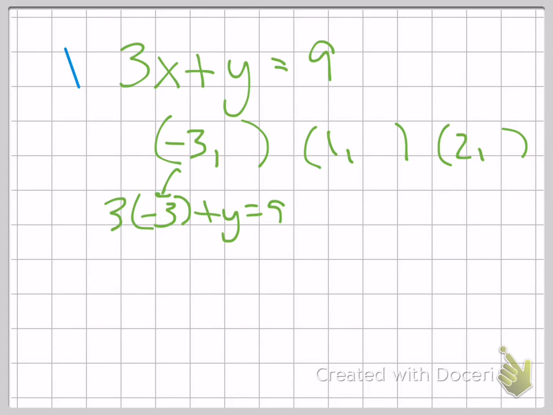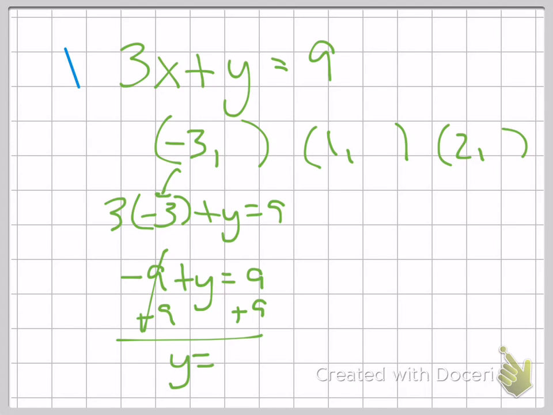Here, they let x be -3, so I put -3 in for the x. Guys, what's -3 plus 3 times -3? -9. How do I solve for y? And I get? 9, 18. And then I'll plot that point -3, 18 on my graph.